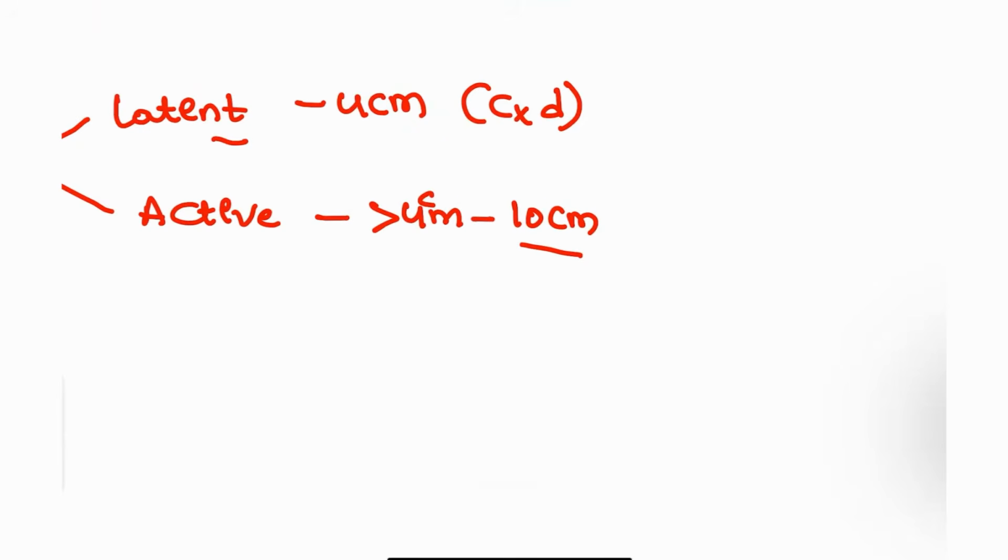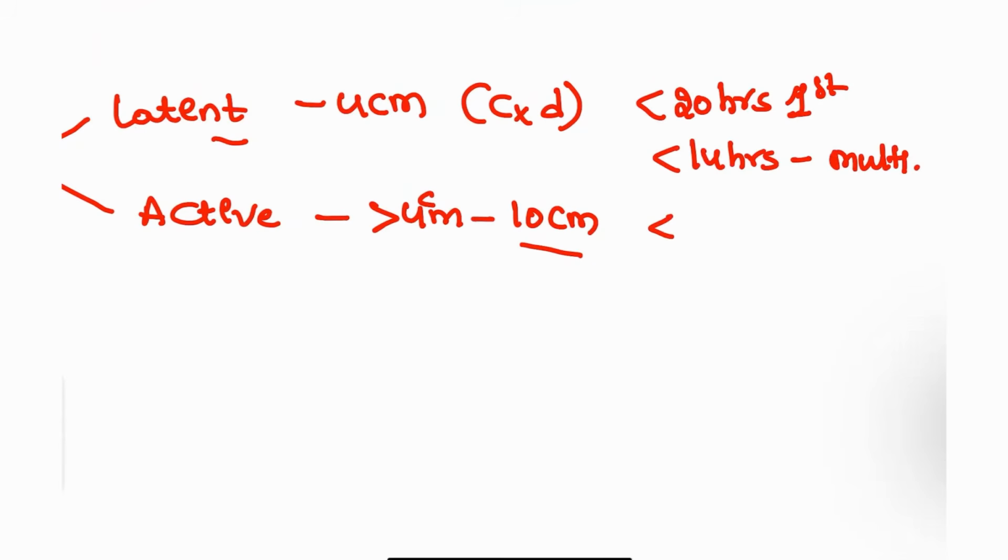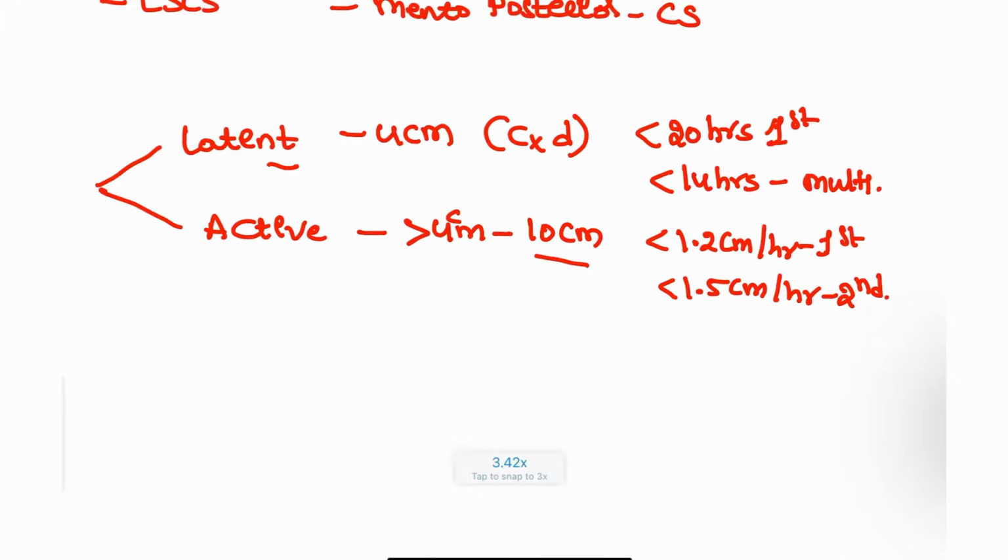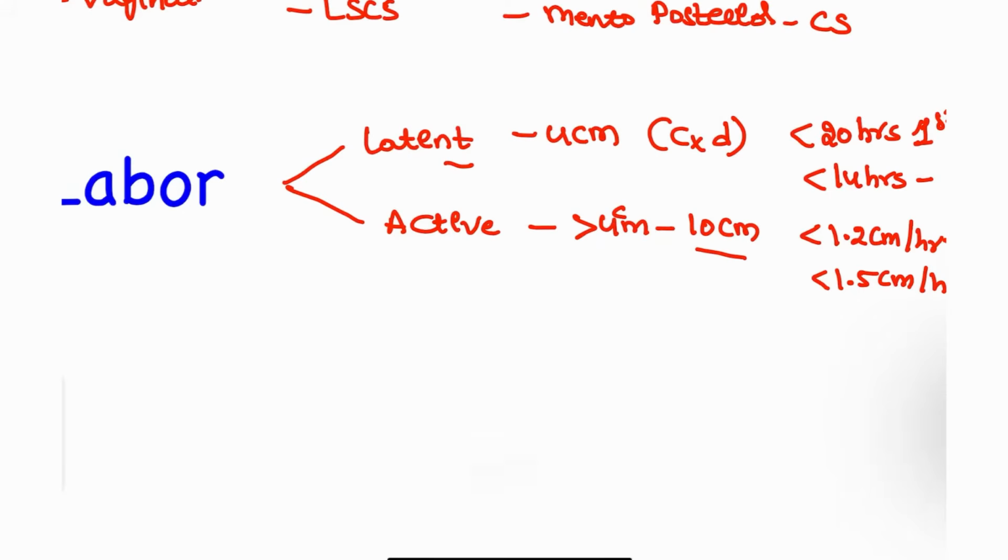So latent is usually 20 hours in the first pregnancy and less than 14 hours in multiparity patients. Next, coming to the active labor, it is less than 1.2 centimeter per hour, again in the first parity. Next, 1.5 centimeter per hour in the second or multiparity. This is how the normal labor timings will be seen in the patient.